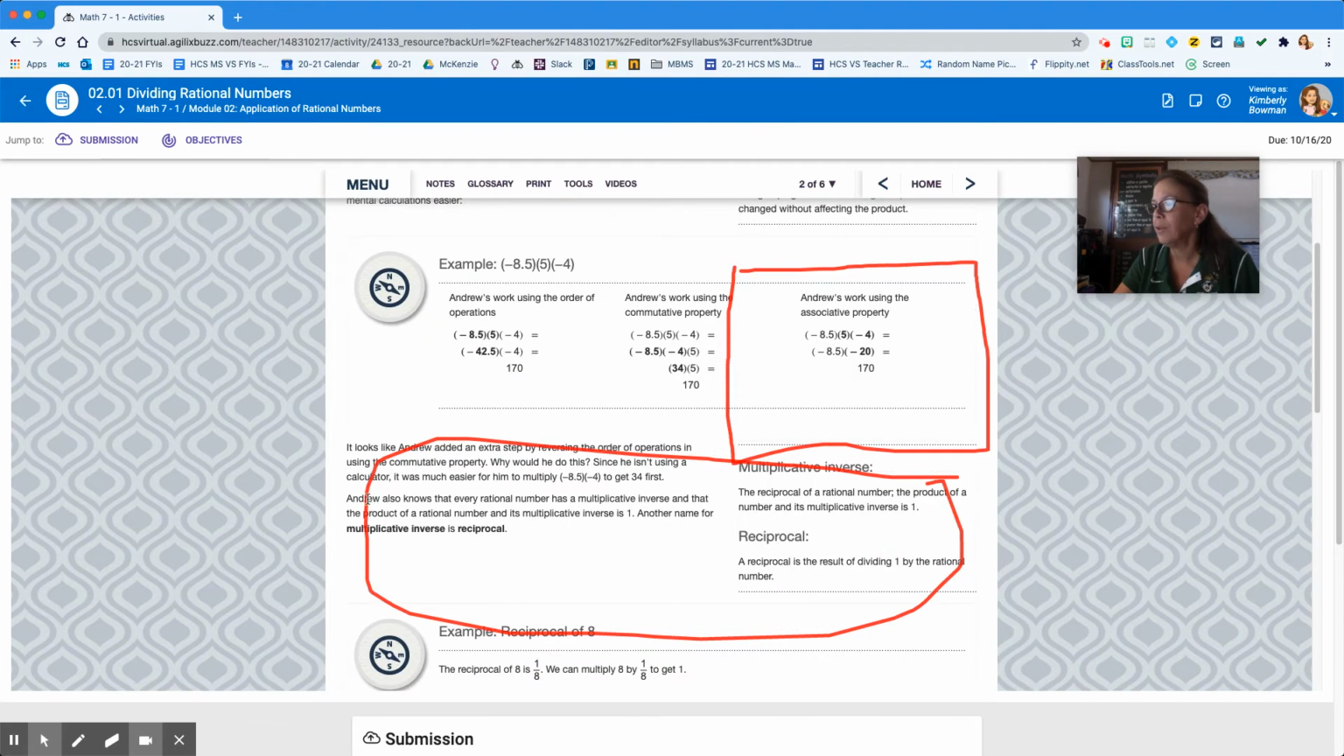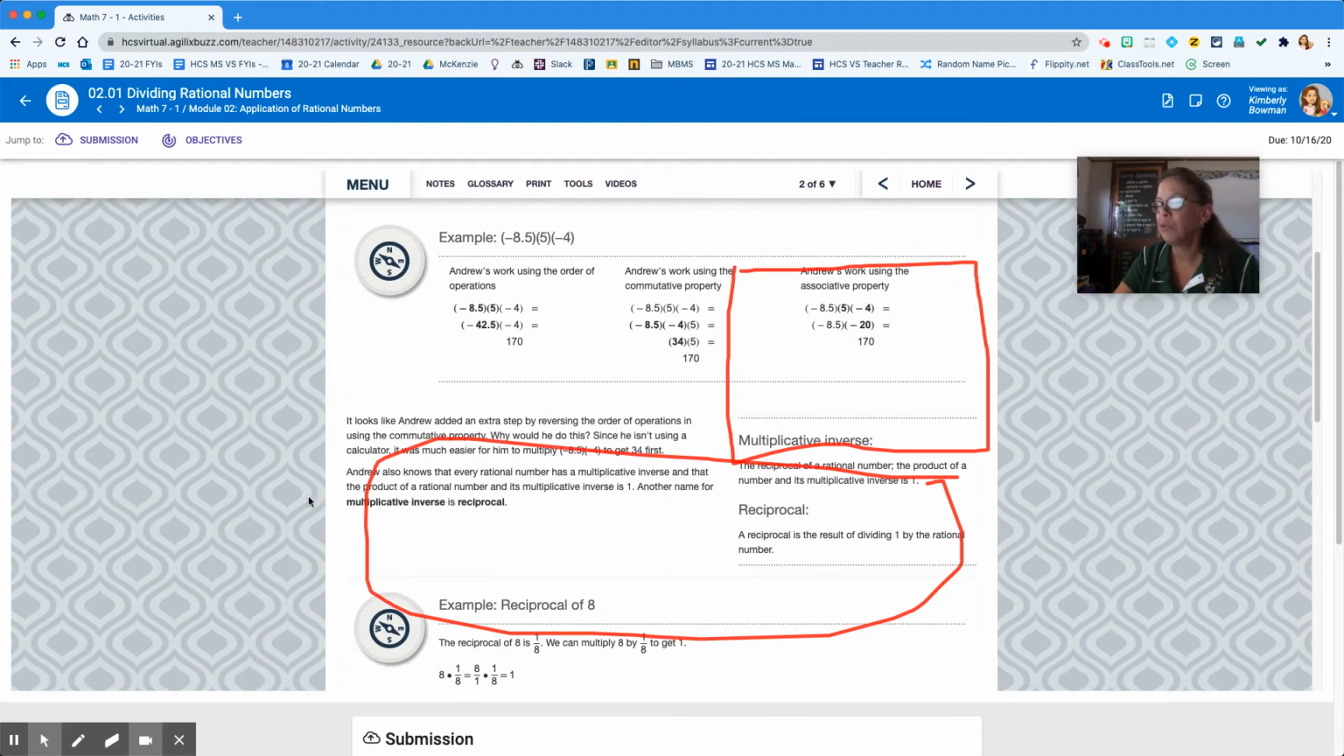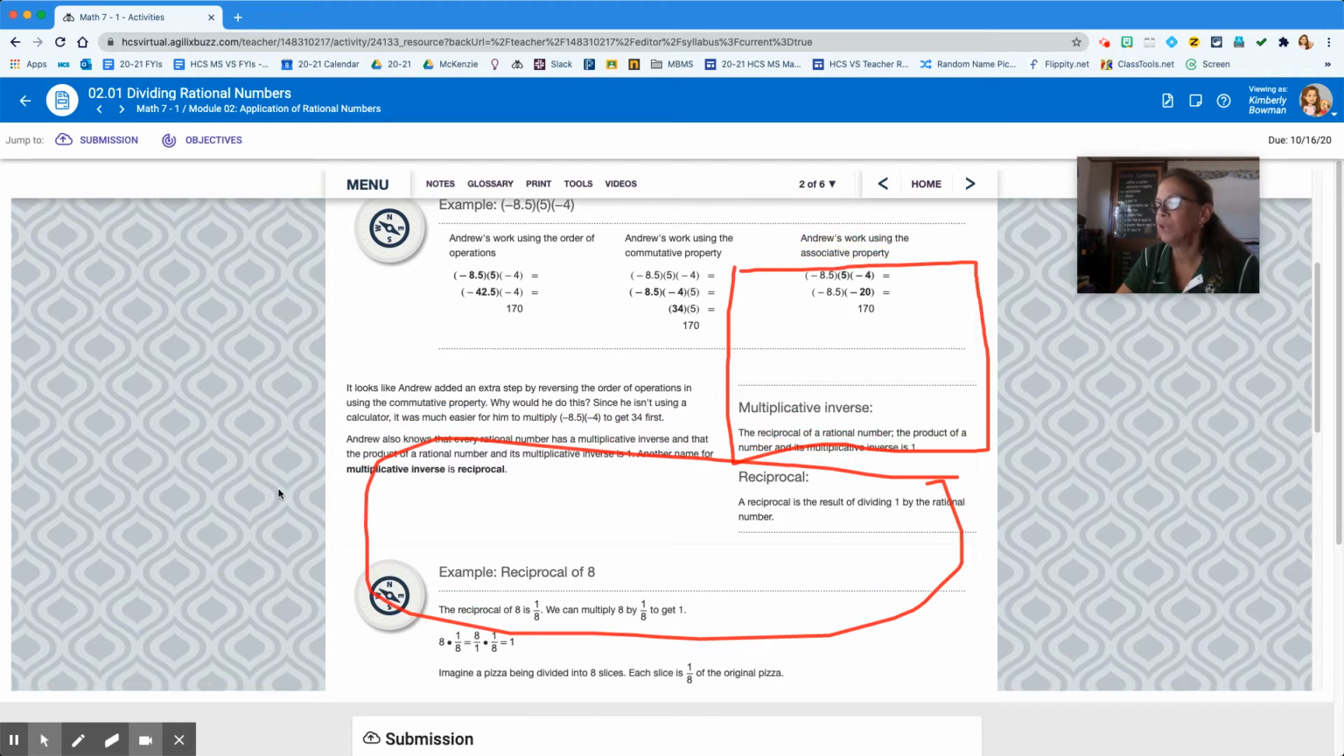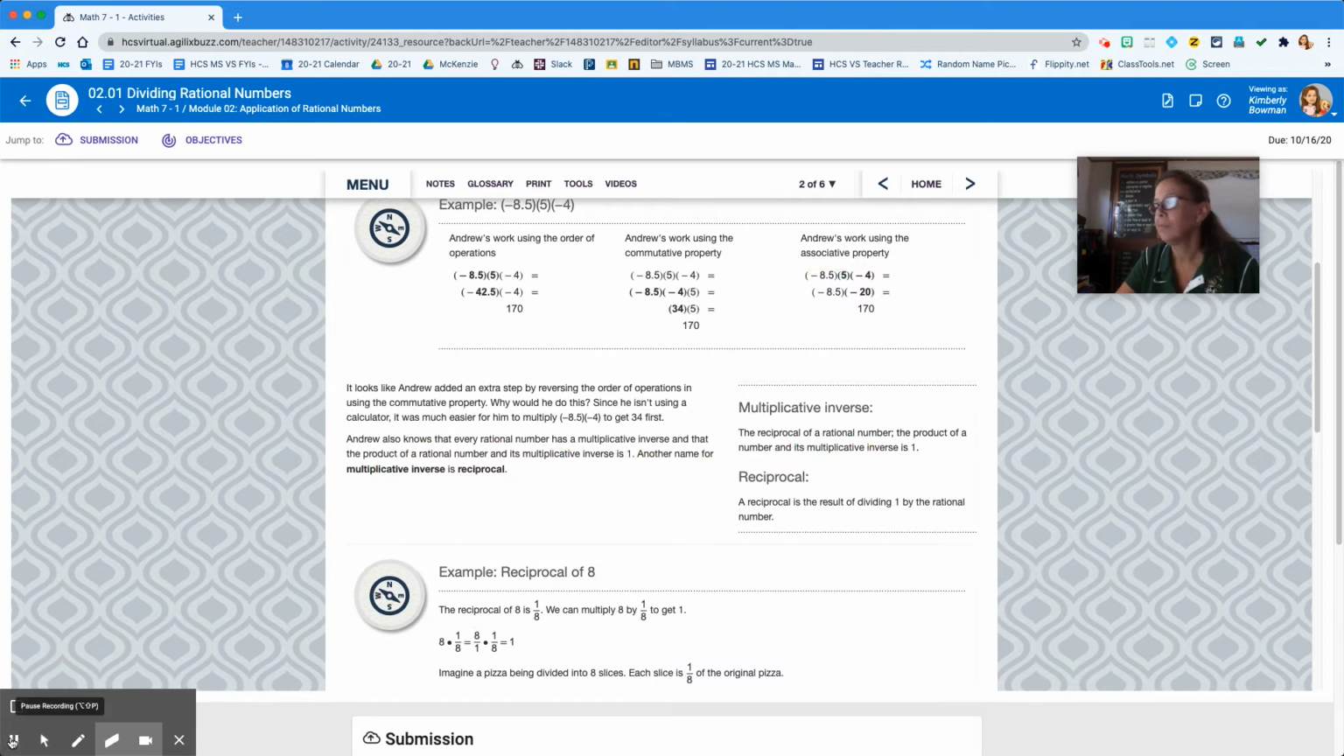And I don't know how to move these things. So I'm sorry, they're going to be in the way. I won't do that anymore. Anyway, it looks like Andrew added an extra step by reversing, I was trying to see if I could find something. Okay, so it's magic. I made it disappear. I just paused the video and erased it.